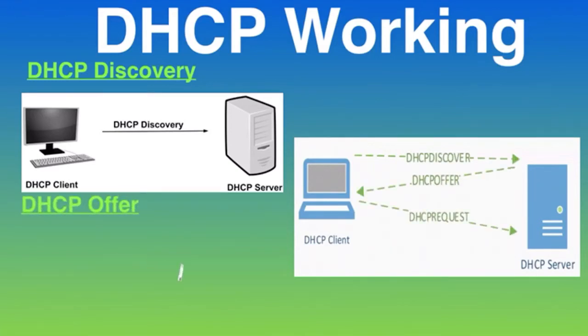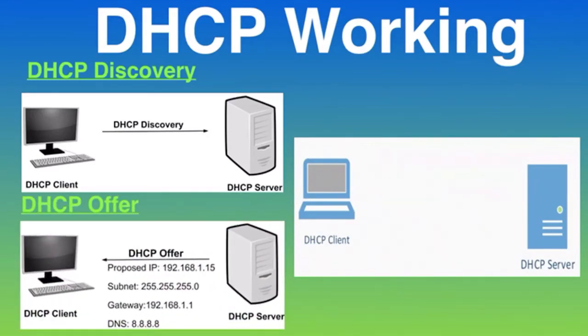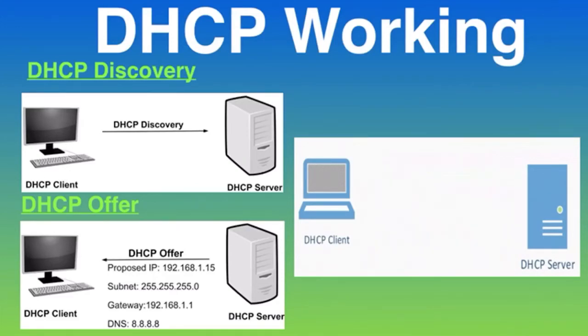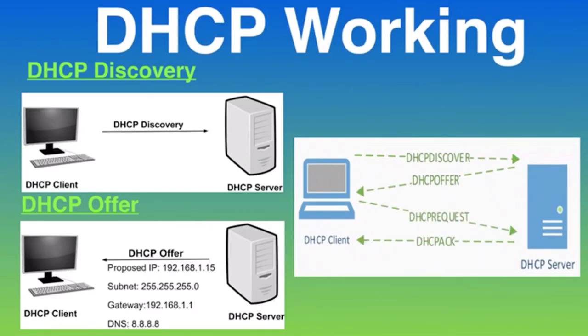Second step is offer. In this step, when the DHCP server receives the DHCP discover message, it suggests or offers an IP address from the IP pool to the client by sending a DHCP offer message to the client. This DHCP offer message contains the proposed IP address for the DHCP client, IP address of the server, MAC address of the client, subnet mask, default gateway, DNS address, and lease information.